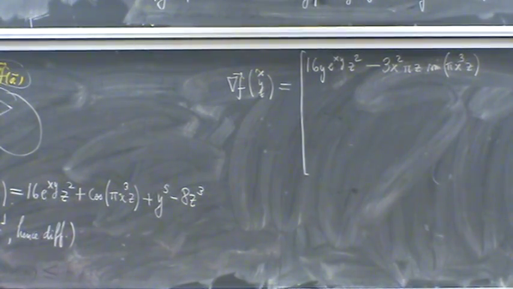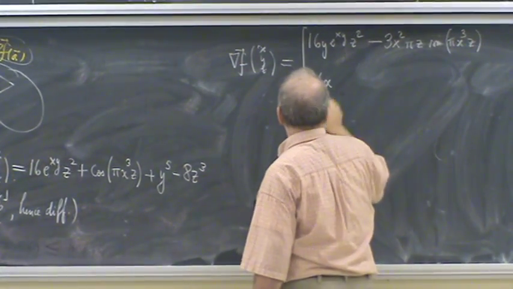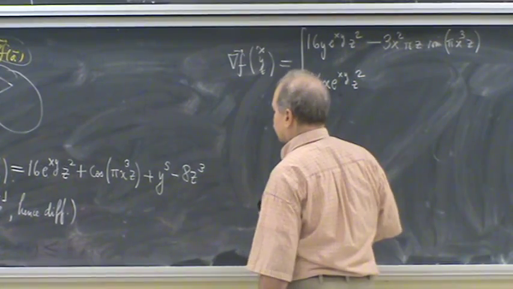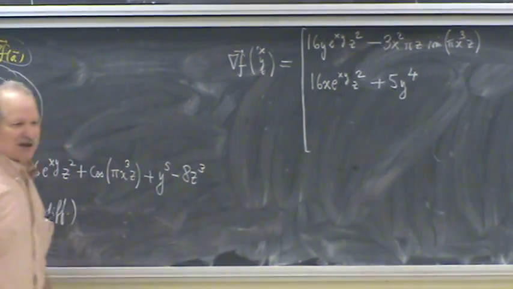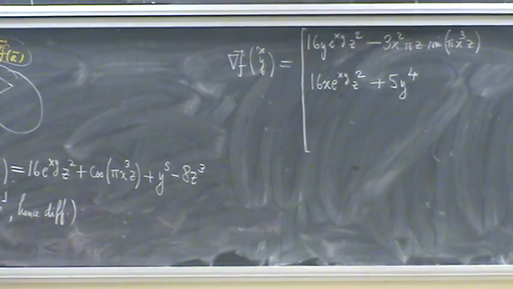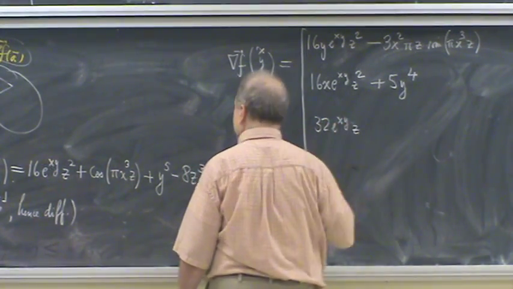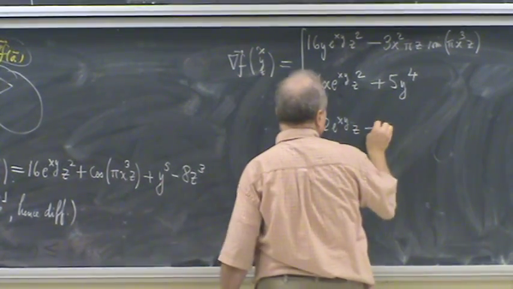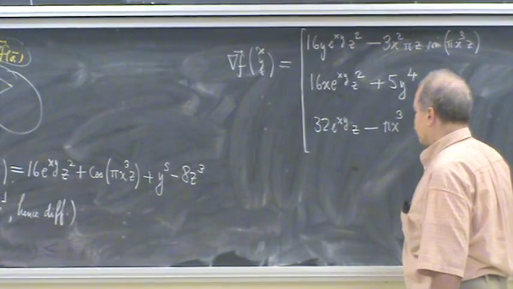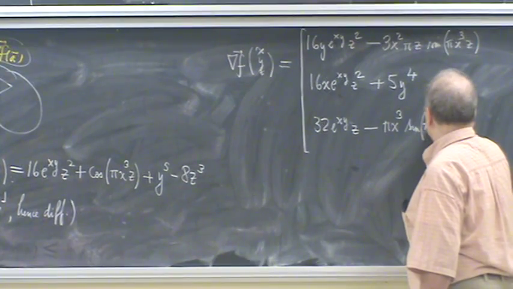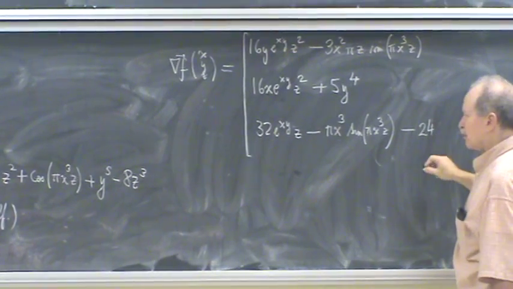Okay. What's the partial with respect to y? 16 z e to the xyz squared, plus 5y to the fourth. What's the partial with respect to z? 2z, 16 e to the xyz, 32 e to the xyz, minus pi x cubed sine of pi x cubed z, minus 24 z squared.